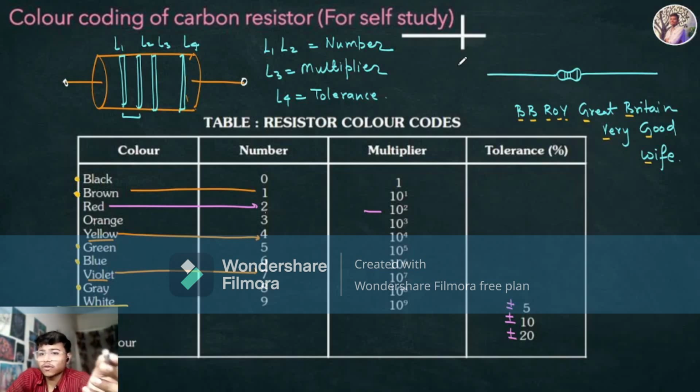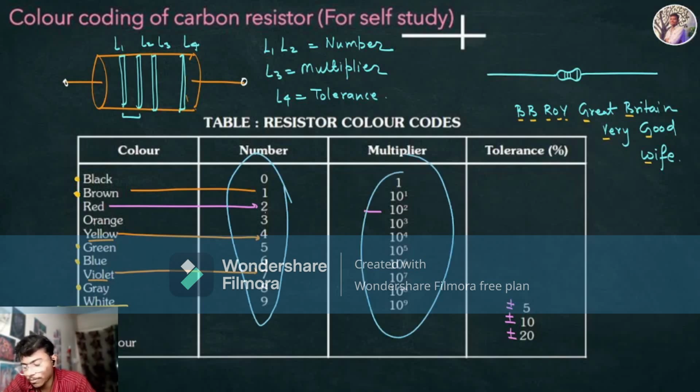So how will this work? There are 3 or 4 lines given on a resistor. So L1, L2, L3, L4. L1 and L2 are the numbers, and L3 is the multiplier.